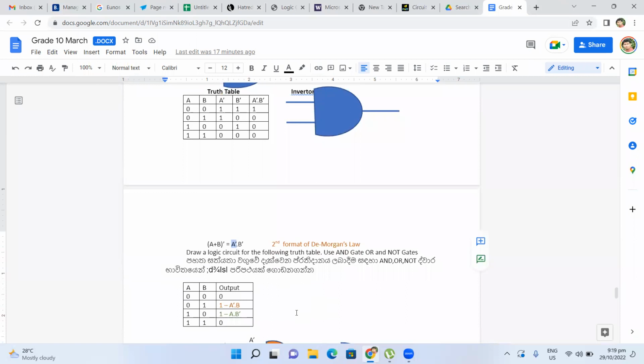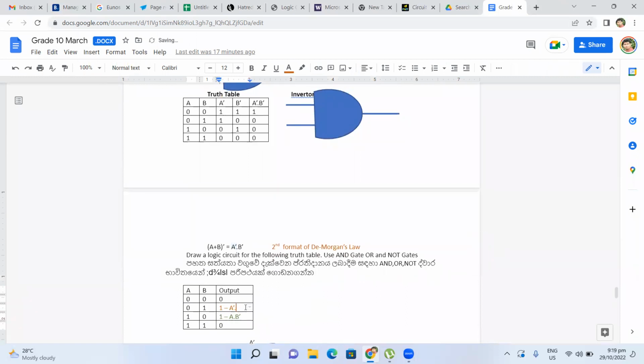Okay. Here I have given one thing. So please write this down as a question. Draw a logic circuit for the following truth table. Use AND gate, OR gates, and NOT gates only. Okay, this is the circuit. You're going to draw a logic circuit for the given truth table. You have to use OR gate, AND gate, and NOT gate only. Let's start that now.